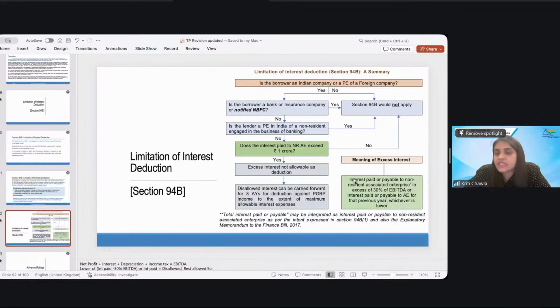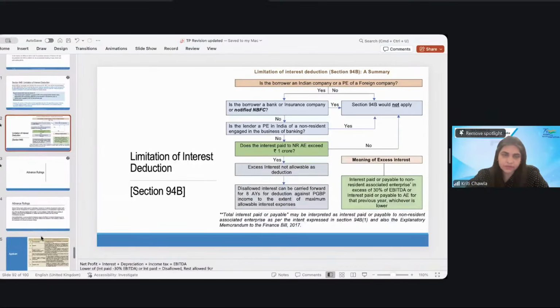What is the excess interest? It will be the interest paid or payable in excess of 30% of EBITDA, or the interest paid or payable to the AE, whichever is lower. Now, the disallowed interest can be carried forward for 8 assessment years for deduction against PGBP to the extent of maximum allowable interest expense. So this is the entire thing on limitation of interest deduction.